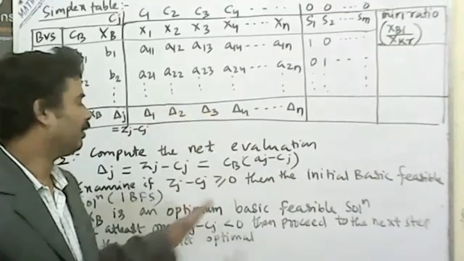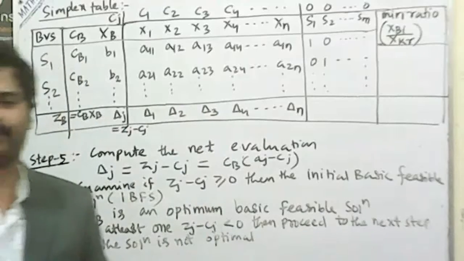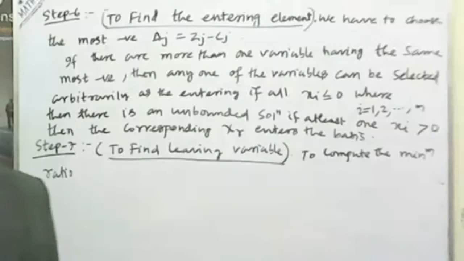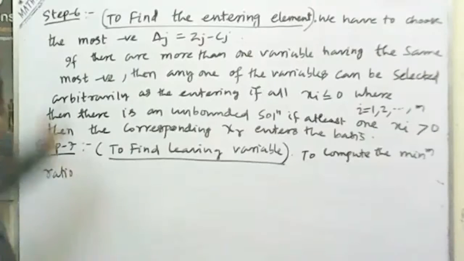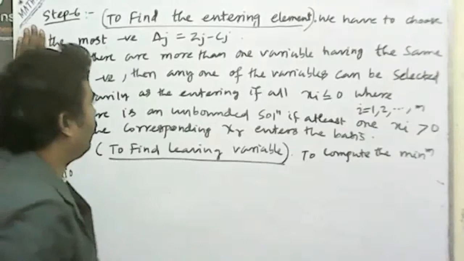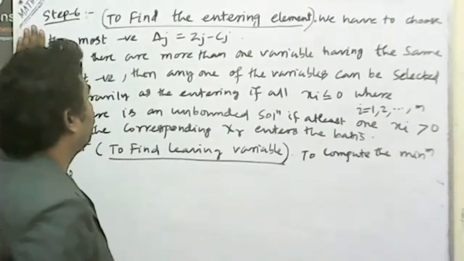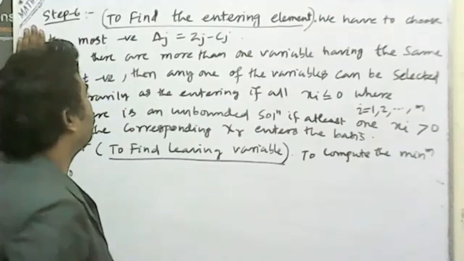If any one is negative, then proceed to that. Now step 6. To find the entering element, we have to choose the most negative delta j, that is equal to zj minus cj.